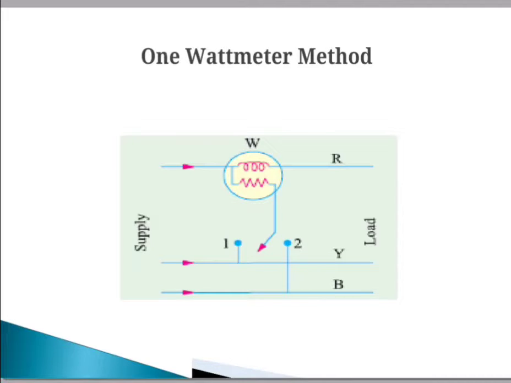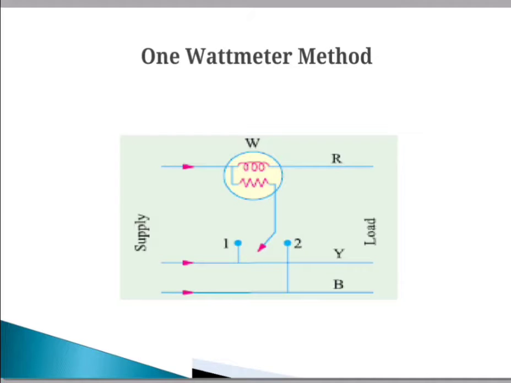The last method for the measurement of power in a three-phase circuit is the 1 wattmeter method. The limitation of this method is that it cannot be applied to an unbalanced load system. It is applied to a balanced load. Then what is a balanced load? When the load on the three phases is equal in magnitude as well as current, it is called a balanced load system. Unbalanced means the load on each phase will be unequal.